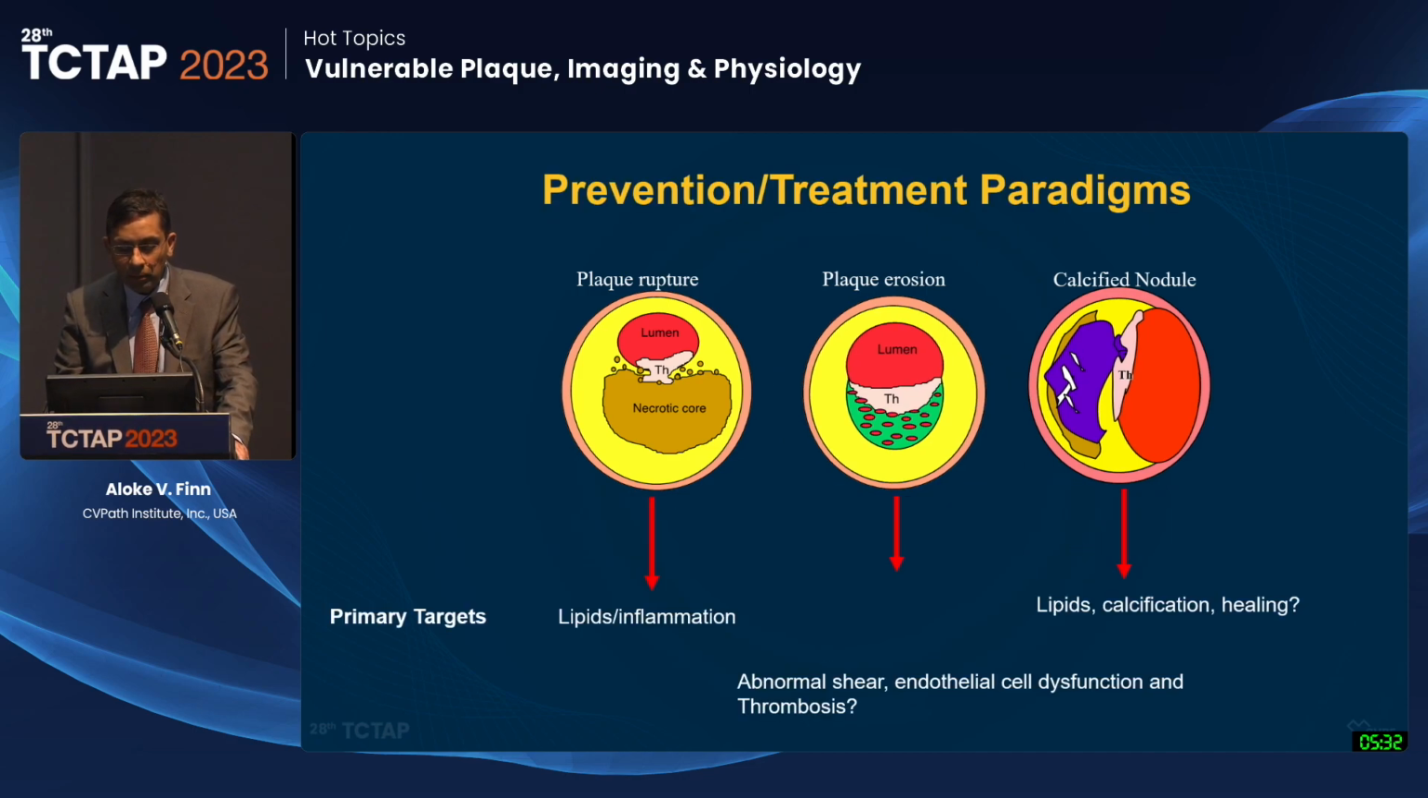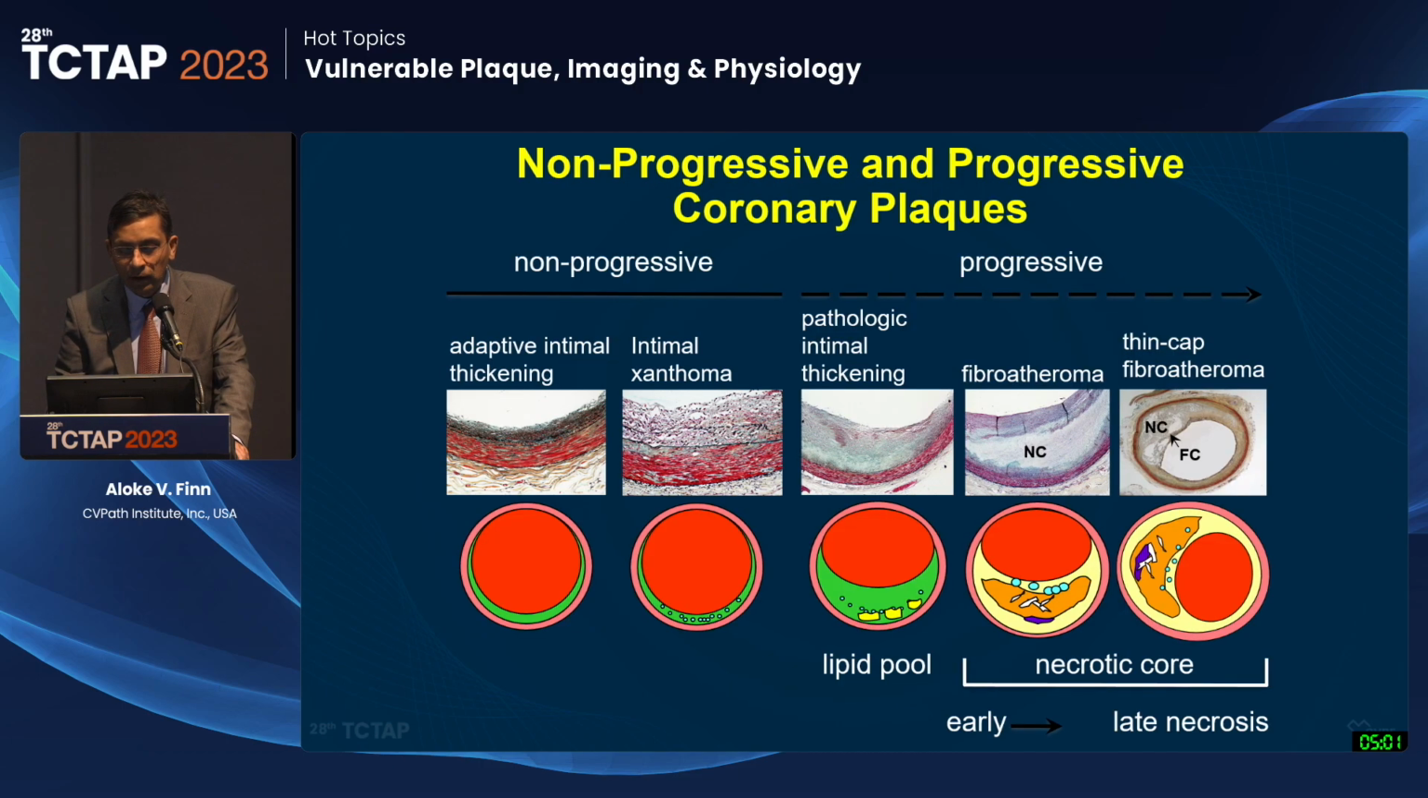Now, prevention treatment paradigms. This is something where we don't really understand a lot, believe it or not, at this point. If you think about it, we use lipid lowering as our primary method to decrease coronary artery disease events, but we really don't know how we're modifying plaques exactly. Are we preventing ruptures, erosions, calcified nodules? What are we doing? I think it's most likely that we prevent ruptures from occurring. Are we really preventing erosions or calcified nodules? That's something we really have to understand better.